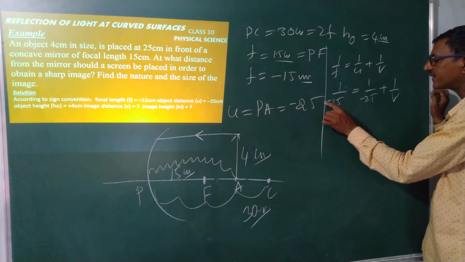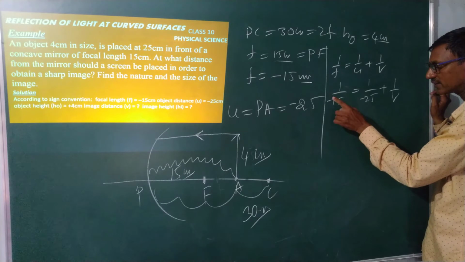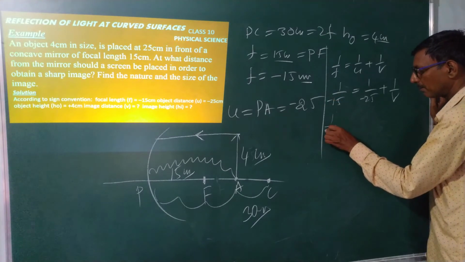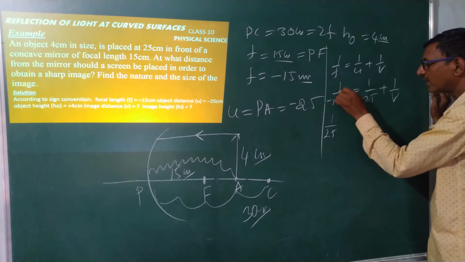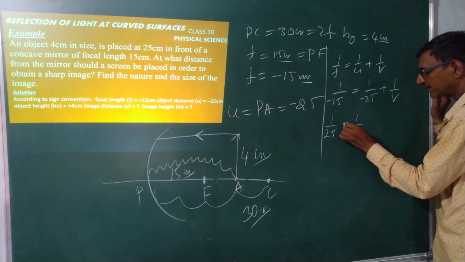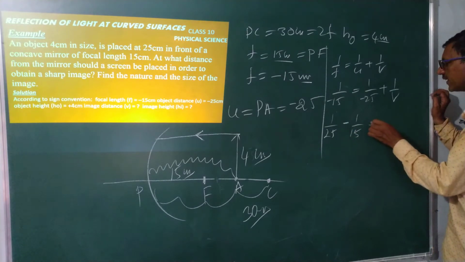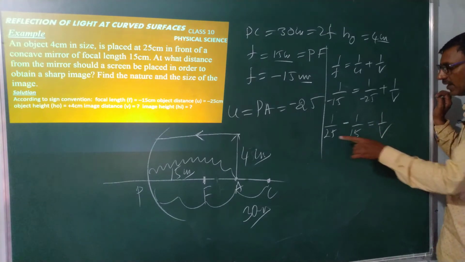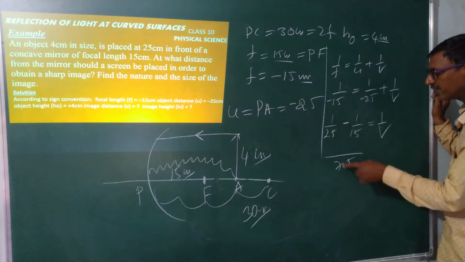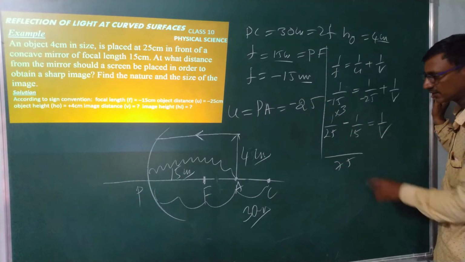It is going in this direction. I mean, we transpose that side, 1 by plus 25. But here we already have 1 by minus 15. That is written here, that is equal to 1 by V. 25 and 15, 75 is my LCM. 25 goes in 3 times, I will write 3.